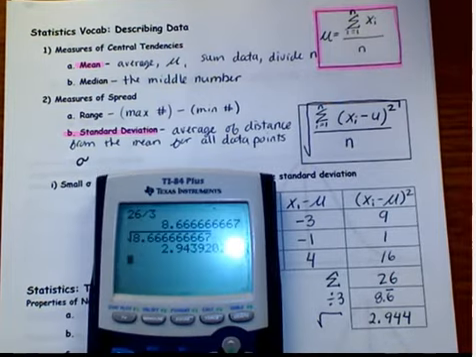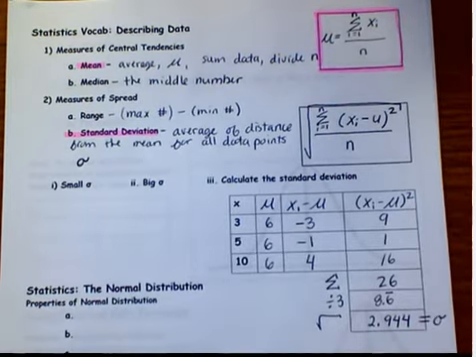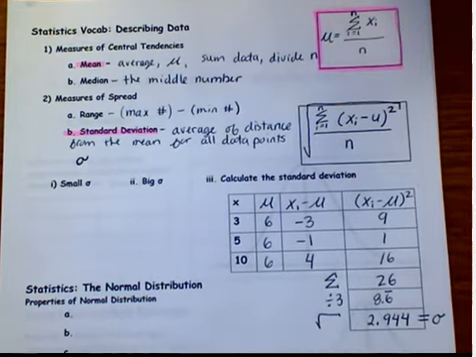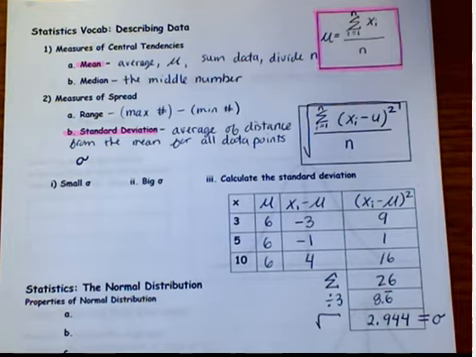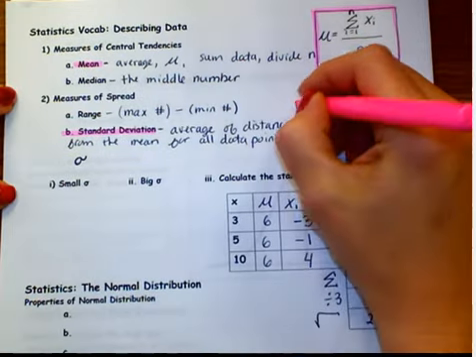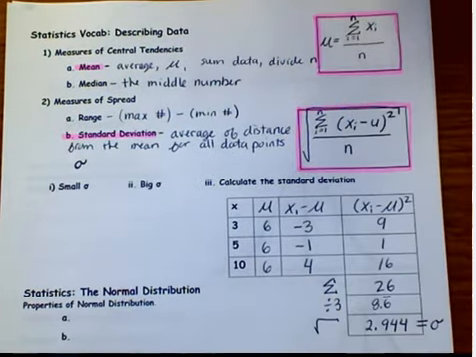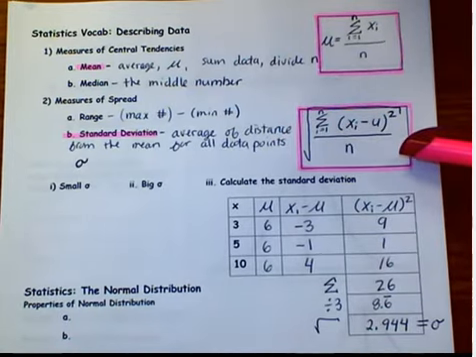Okay, there's my calculator work. This number right here is the standard deviation. That means on average, the data points are 2.9 units from the mean. Some of them are a little bit further, some of them are a little bit less. Let's go ahead and highlight here. These are important formulas that you'll have to recognize. You won't have to memorize them, but you will have to be able to use them.